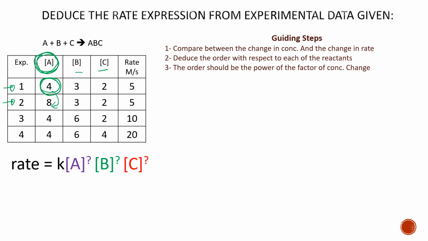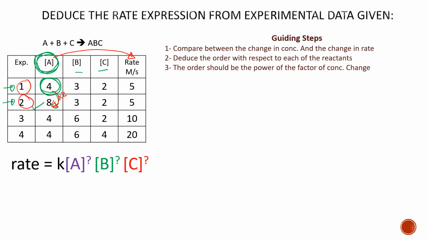A has changed. Good. We can study here the effect of changing the concentration of A on the rate. But we have to make sure B has changed? No. C has changed? No. Very good. So we can use experiments 1 and 2 to check the effect of A on the rate. A has been increased by a factor of 2.